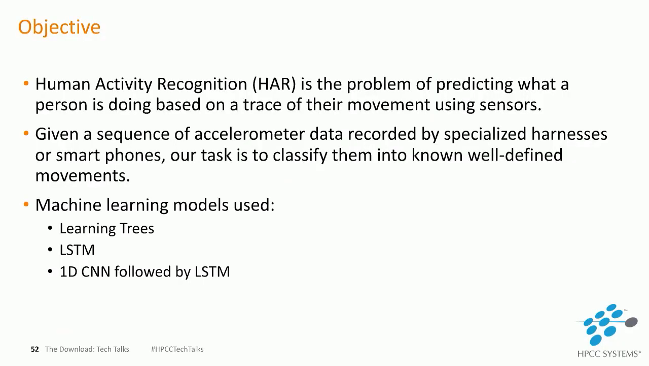Human activity recognition is basically the problem of predicting what a person is actually doing based on a trace of their movements using some sensors. So my task was, given a sequence of accelerometer data recorded by some smartphone or any specialized harness for that matter, to classify it into some well-defined movements. Here I've again used learning trees, LSTMs, and one-dimensional CNNs. I've used a one-dimensional CNN followed by an LSTM, which was the first time I've been using this. So it was very interesting.